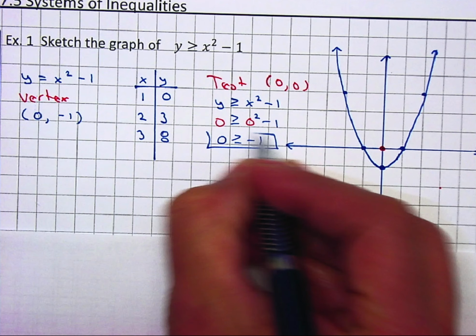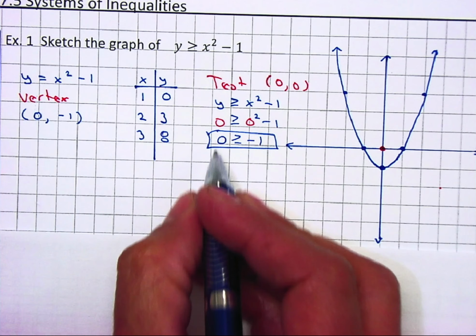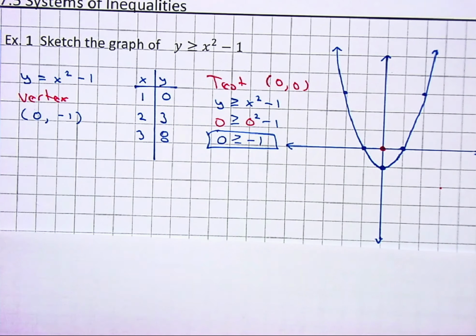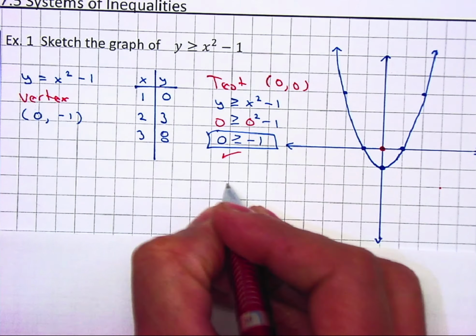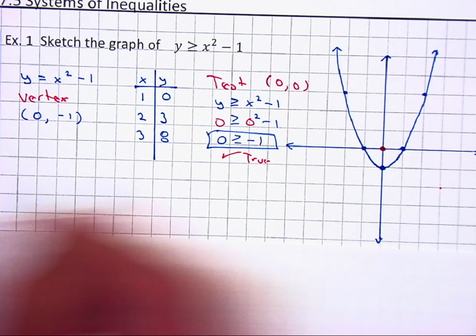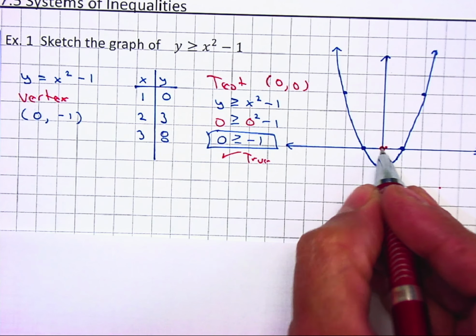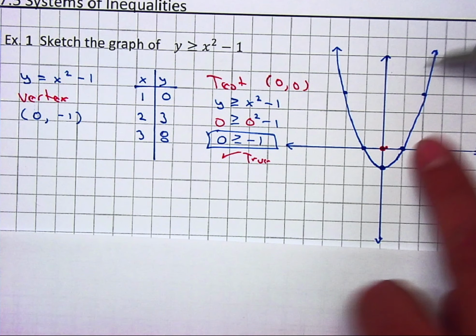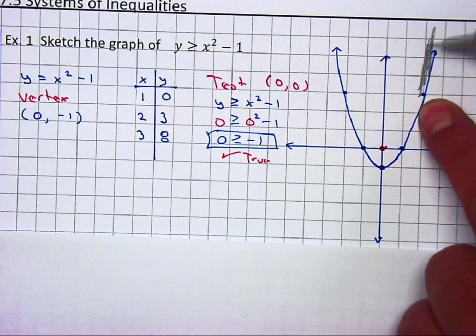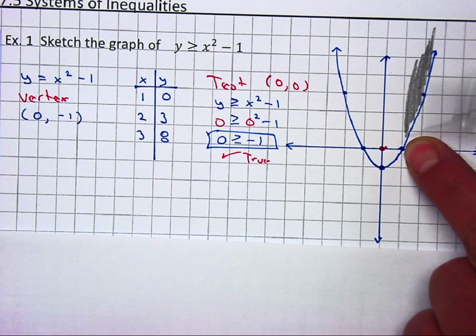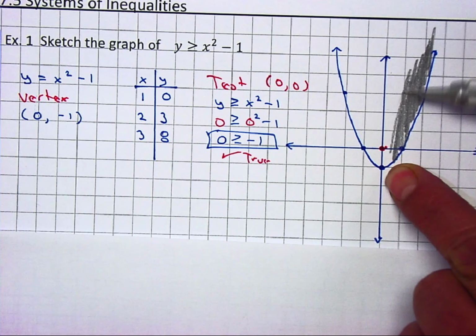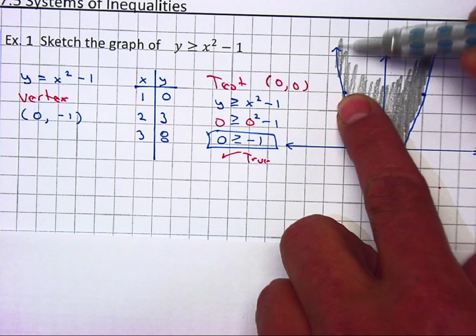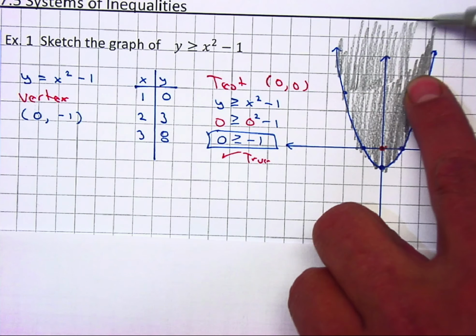I need to decide if this statement is true. So 0 is greater than or equal to negative 1. That is true. So therefore, this point is a solution. That means that all the points that are inside are also solutions. So we're going to shade all those points. If it happened to be false, that means that all the points that are solutions are on the other side of the graph.